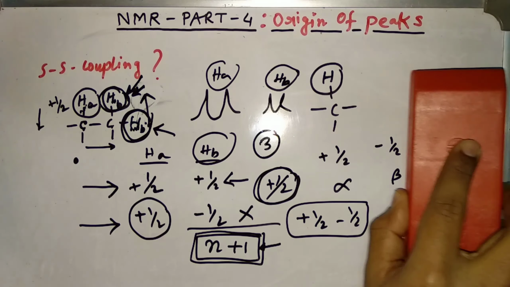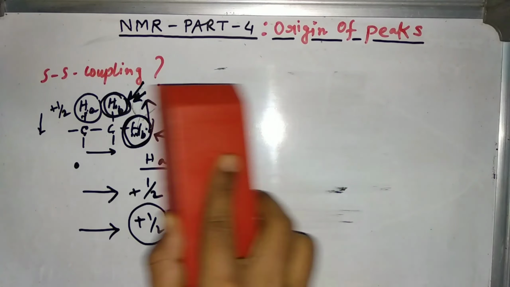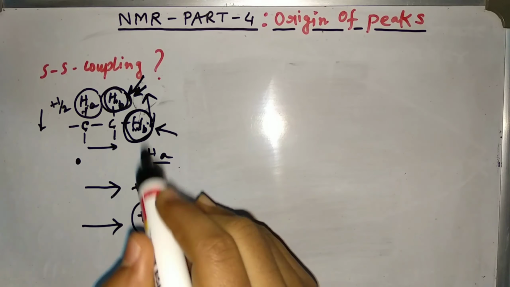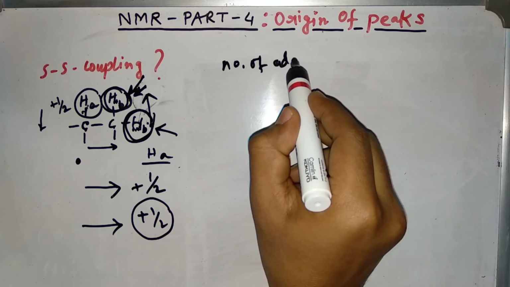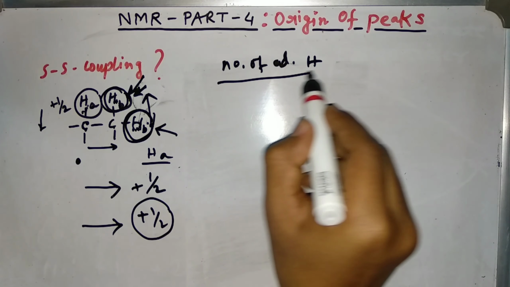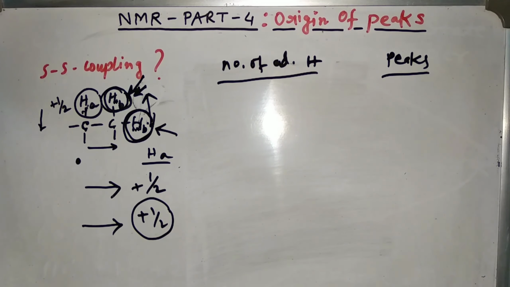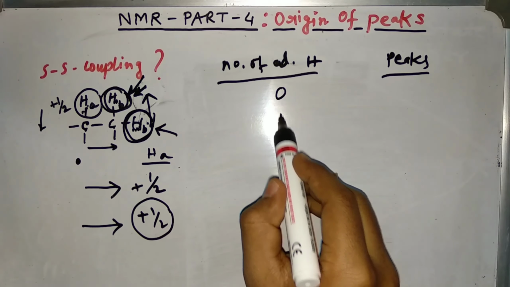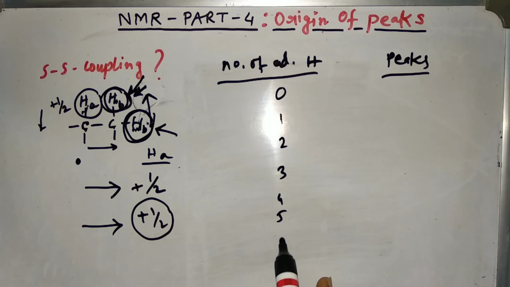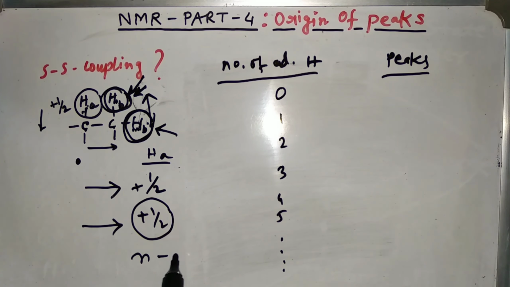Now coming to some examples, I want to give you some examples so that they may help you to understand. So say there are different numbers of adjacent protons and numbers of peaks. The number of adjacent protons may be 0, that is, there is no adjacent proton. This is 1, 2, 3, 4, 5, and so on. You know the formula that I have already said, the n+1 rule, where n is the number of adjacent protons.